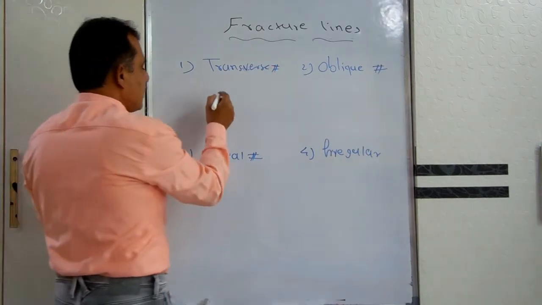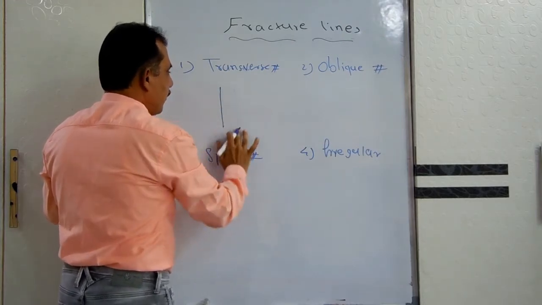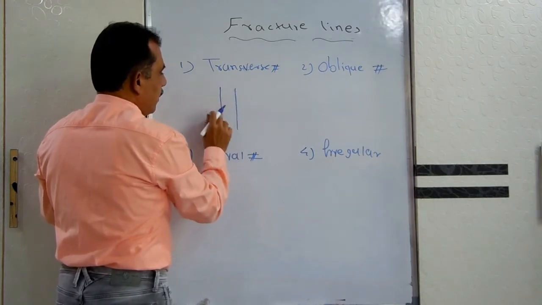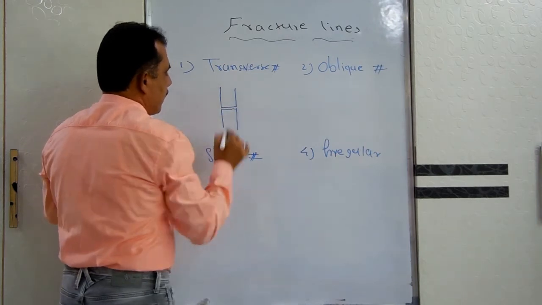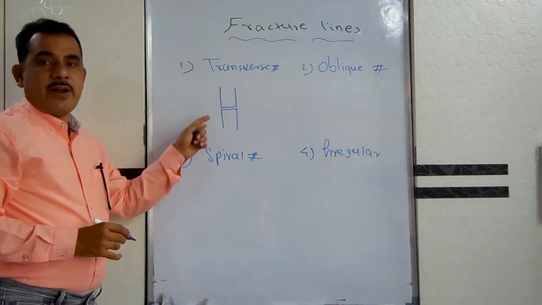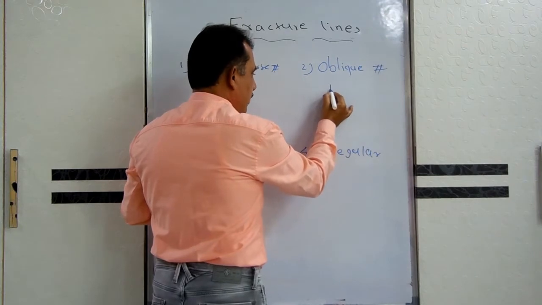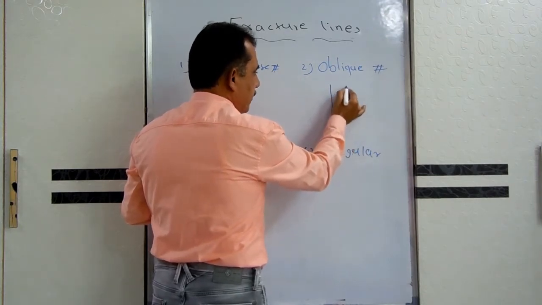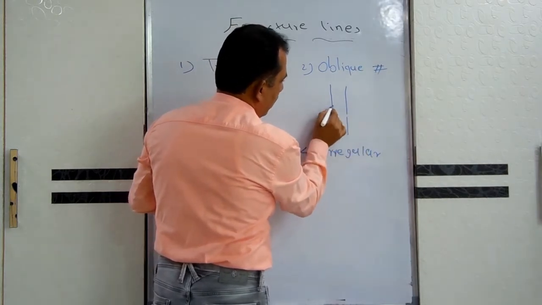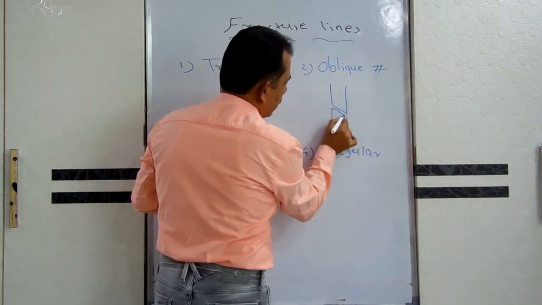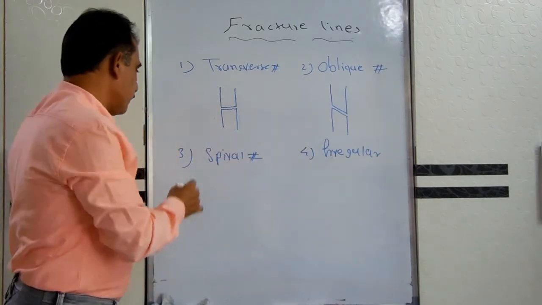The first one is a transverse fracture, where the line of the fracture is transverse. Then it is called a transverse fracture. In the oblique fracture, the line of separation of the two fracture ends, or the line of the discontinuity, is oblique. Then this type of fracture is called an oblique fracture.